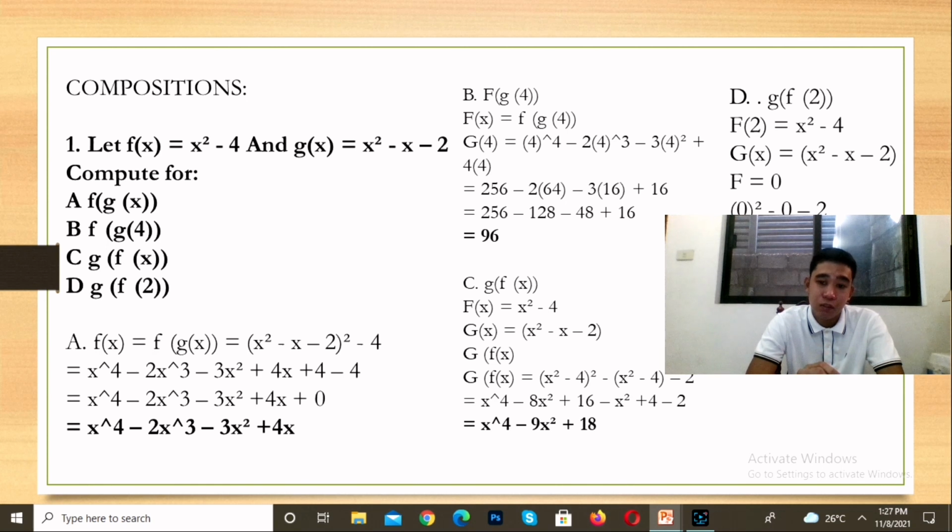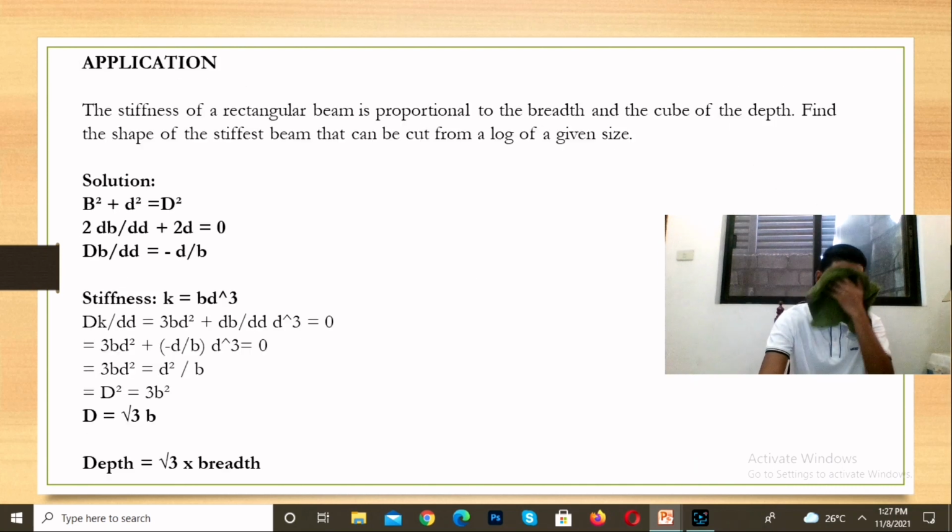Tapos i-substitute natin doon sa g of x. So 0 squared minus 0 minus 2. 0 squared, wala yon. 0, wala din. So negative 2 lang ang may value. Kaya ang final answer ay negative 2. Application of function.